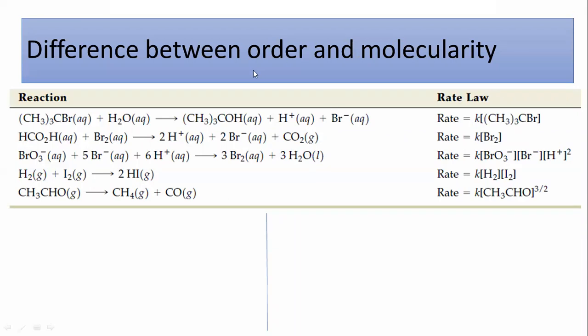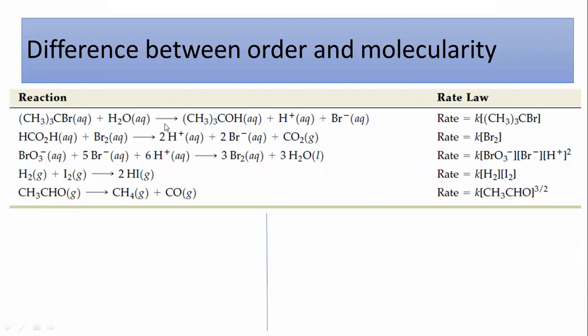By definition, order is the sum of the powers of all concentration terms in the rate law. This is the definition of the order. For this, you must have a rate law, and the rate law is given over here. If you have a rate law, then you just sum the powers, like here it is first order, it is fourth order, it is second order, or it is 3/2 order.